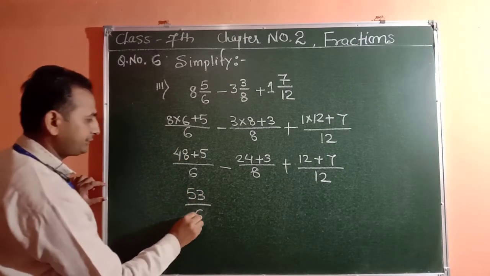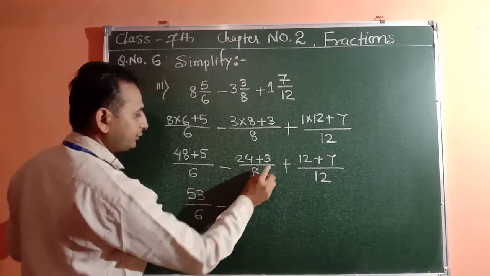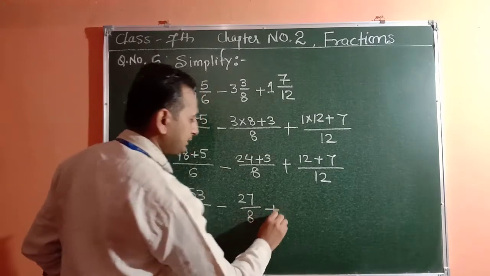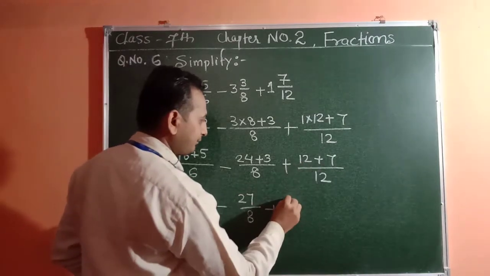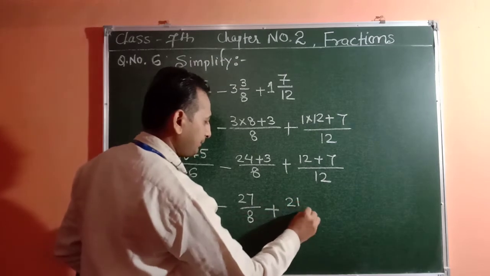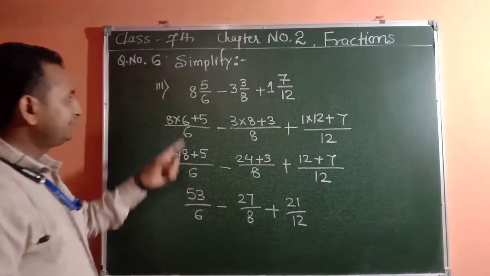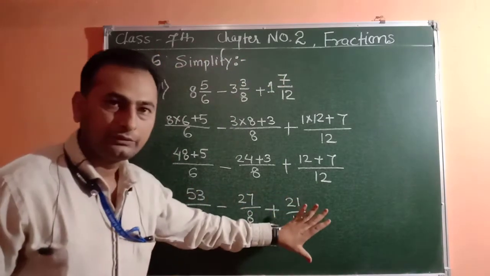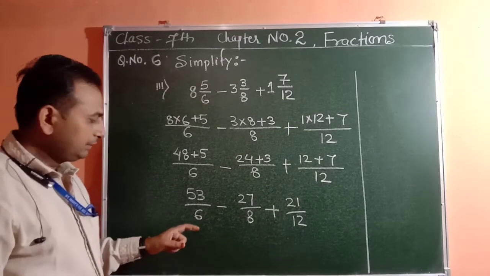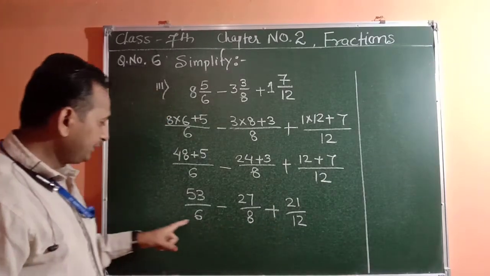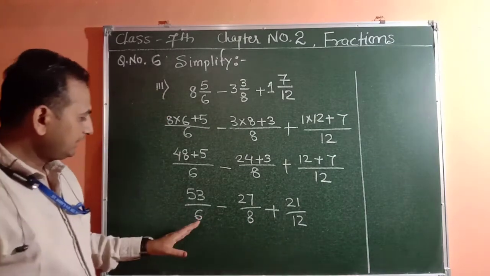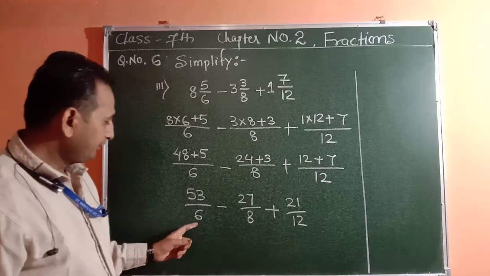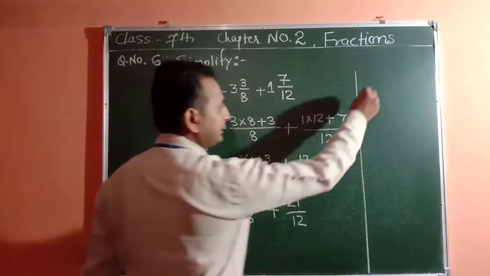53 upon 6 minus 24 plus 3, 27 upon 8 plus 12 plus 7, 21 upon 12. This question means we convert the mixed fractions to improper fractions. Now all three denominators are different, so we will apply the LCM method for all these denominators.